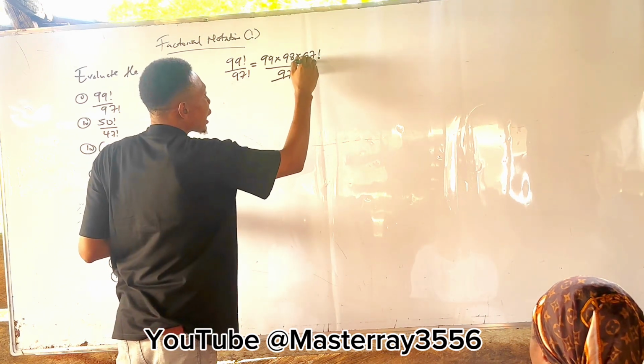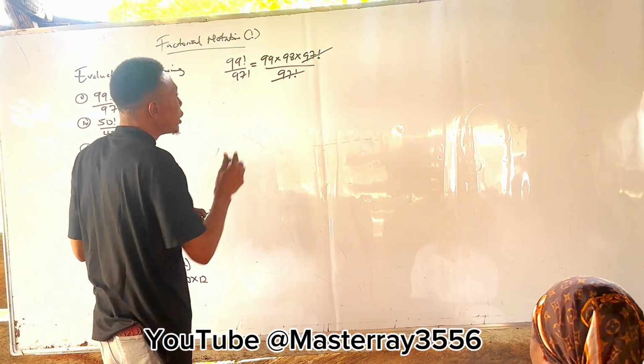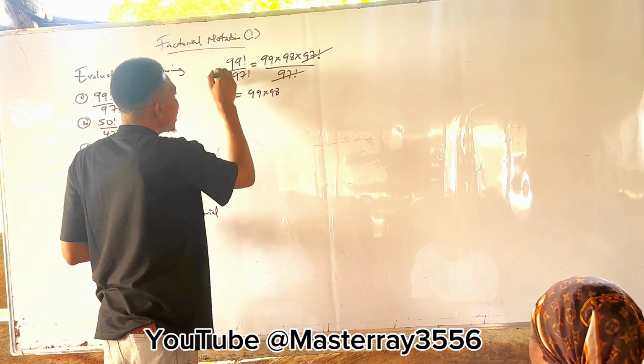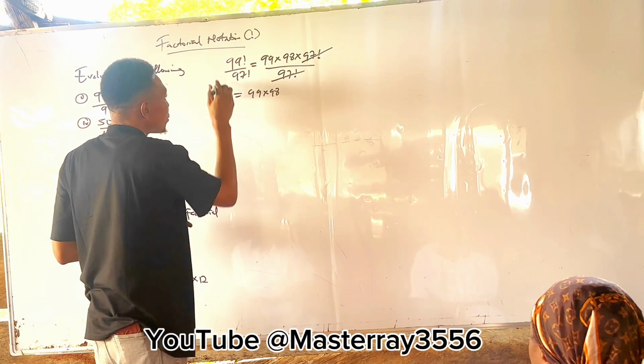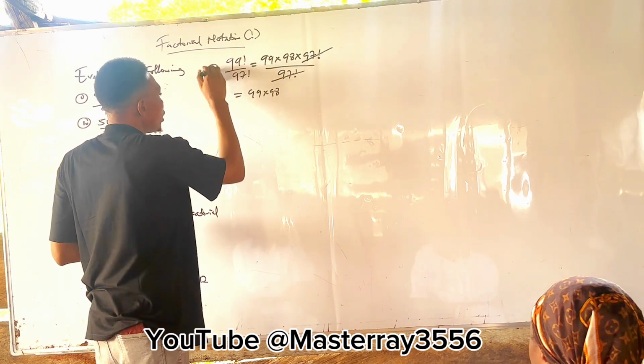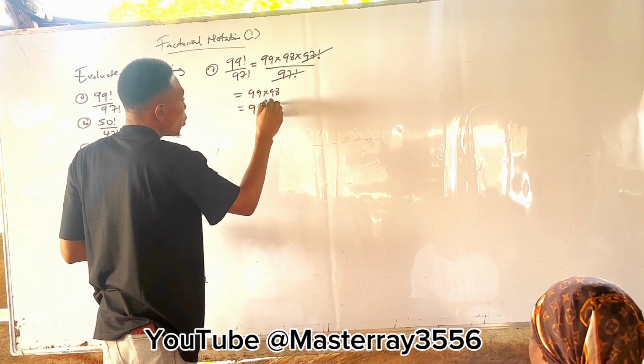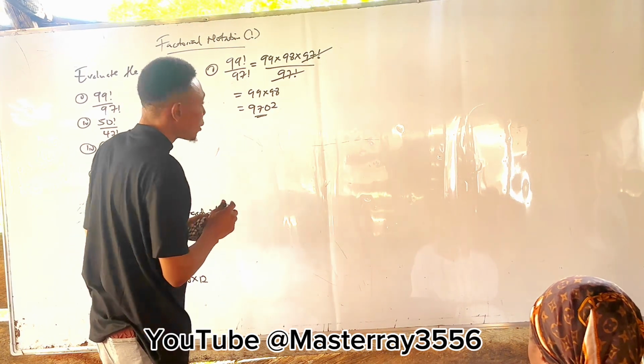This can cancel out this. So what you have there is 99 times 98, which is 9702. So that is your answer.